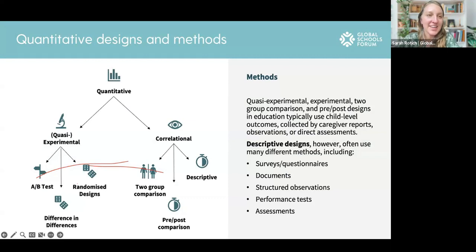Now I'll pass it back over to Ekaterina to talk about quantitative research designs and methods.